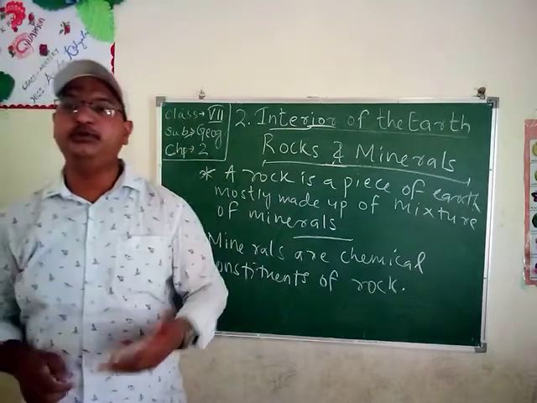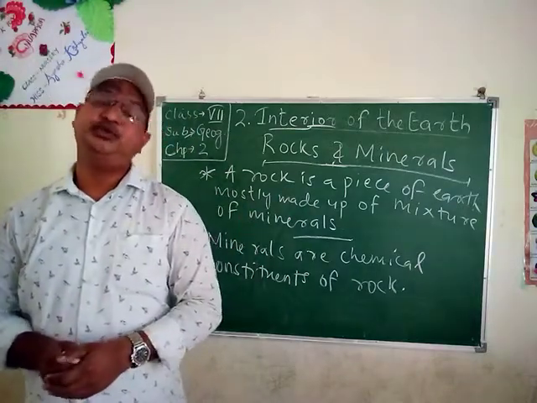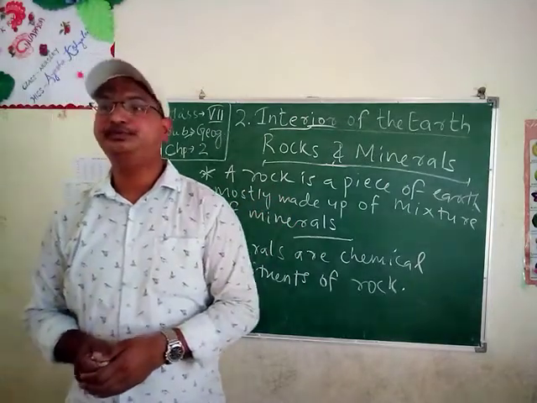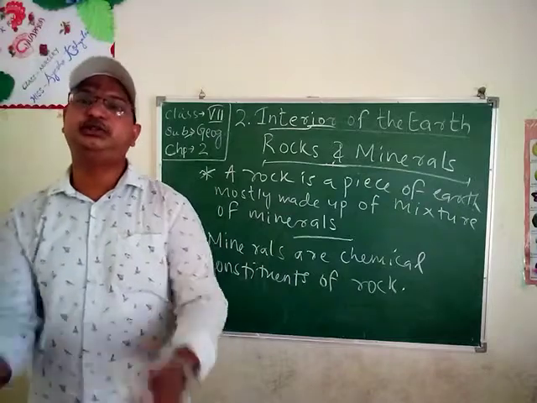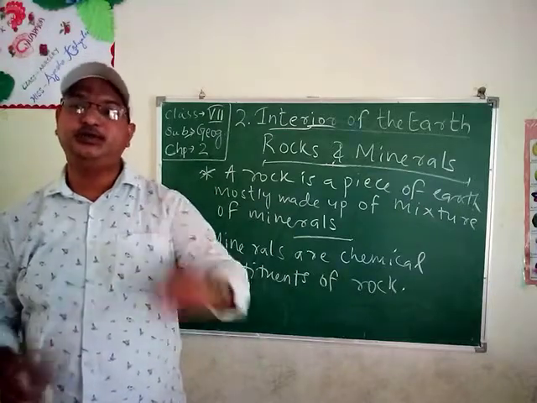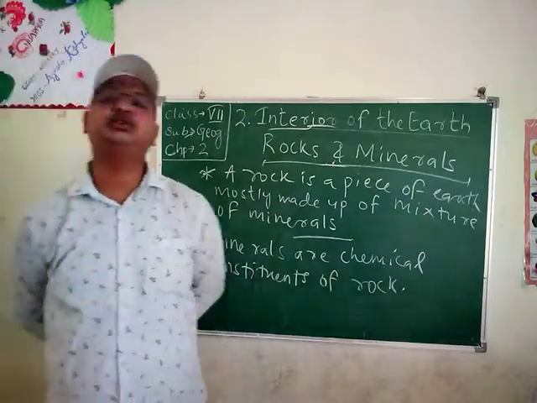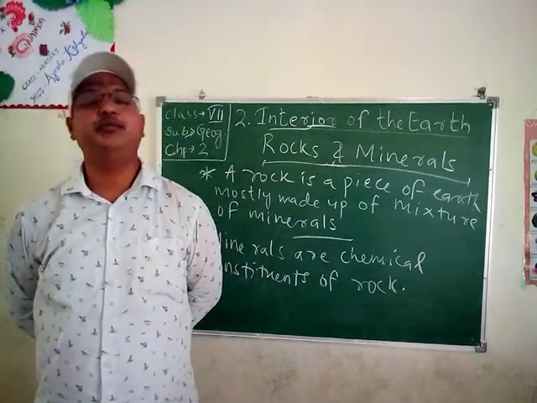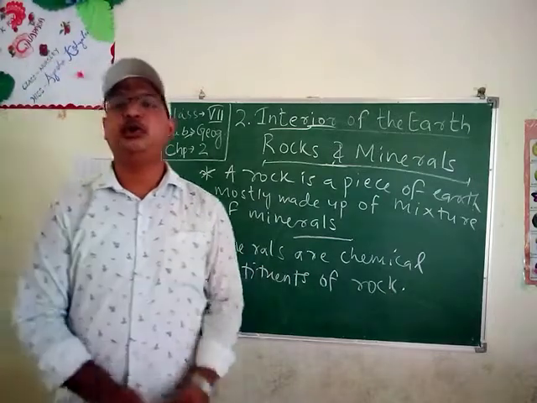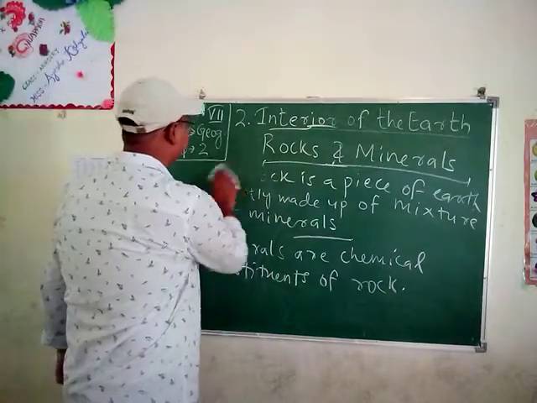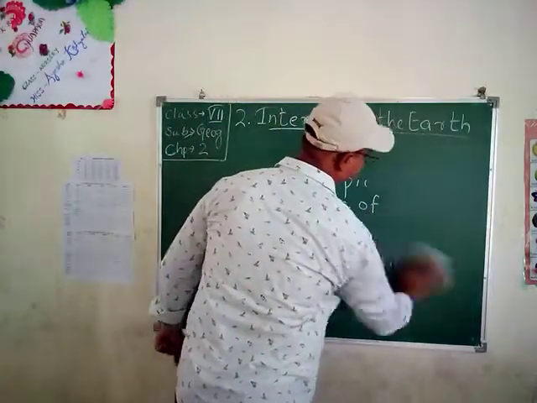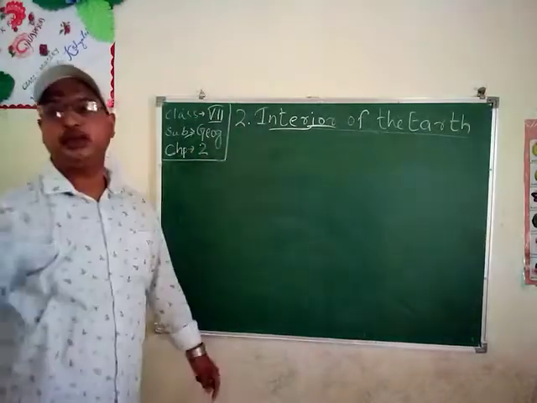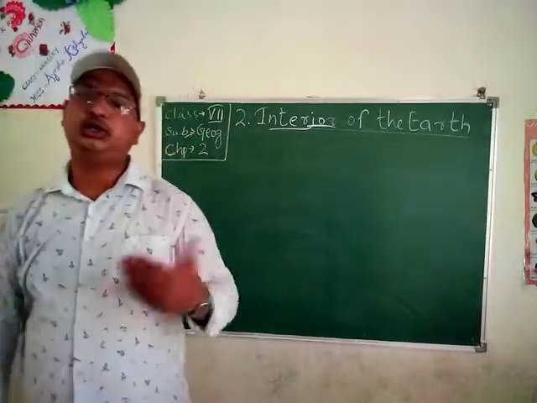What are the other differences? There are some chemical and physical properties that differentiate between these two, and there are different types of rocks. Students, we'll read it further. There are three different types of rocks. The first one is igneous rocks, the second one is sedimentary rocks, and the third one is metamorphic rocks. We'll read it out further. Then students, what about the different types of rocks?